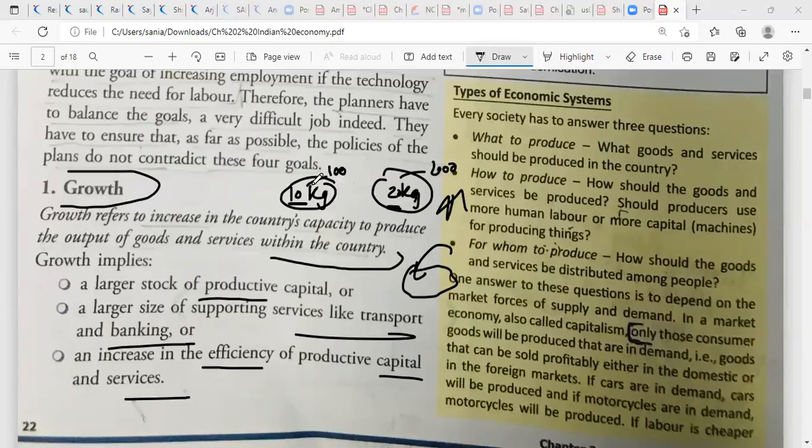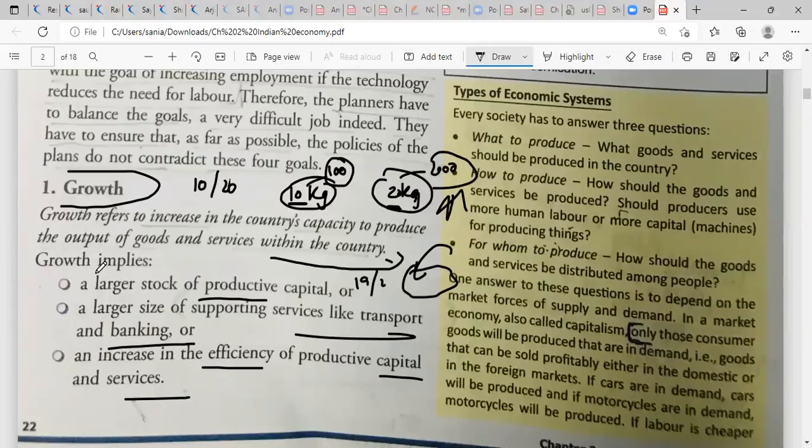Earlier, for example, if you sell 10 kg, how much will you get? You will get 100 rupees. But if you sell 20 kg, you will get 200 rupees. Right? So this is your growth. Or earlier, for example, you were getting 10 out of 20. Now you are getting 19 out of 20. So this is your growth. Similarly, if the capacity to produce increases, that is growth.